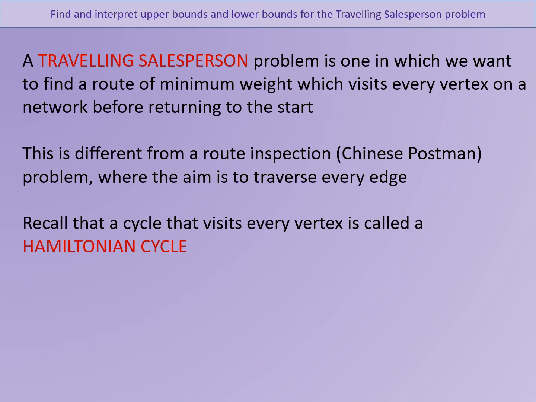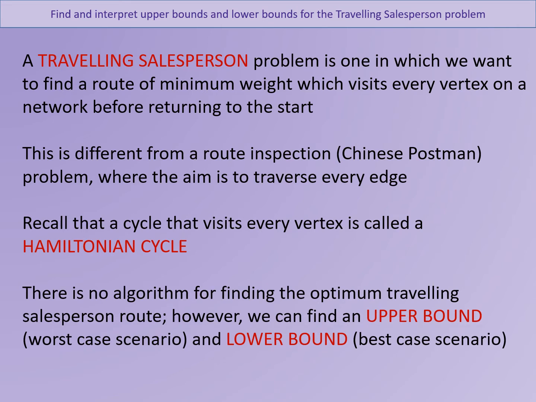Recall from the definitions at the beginning that a cycle that visits every vertex of a graph is called a Hamiltonian cycle. So we are trying to find the optimum Hamiltonian cycle for the network. There isn't an algorithm that will find this optimum cycle for us. However, there are two algorithms, one which will find an upper bound, which can be thought of as a worst case scenario, and another which will find a lower bound, which is a best case scenario. So that then gives us two bounds in which the actual answer lies between.